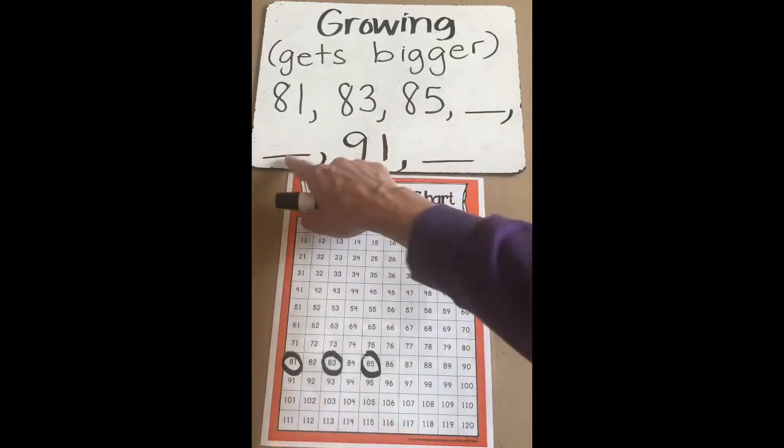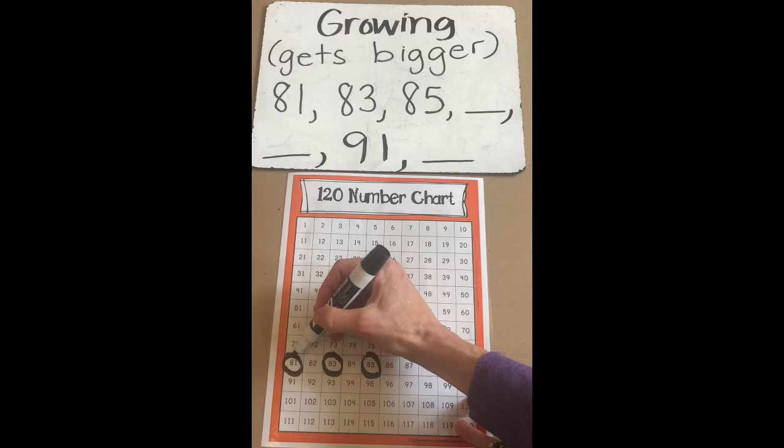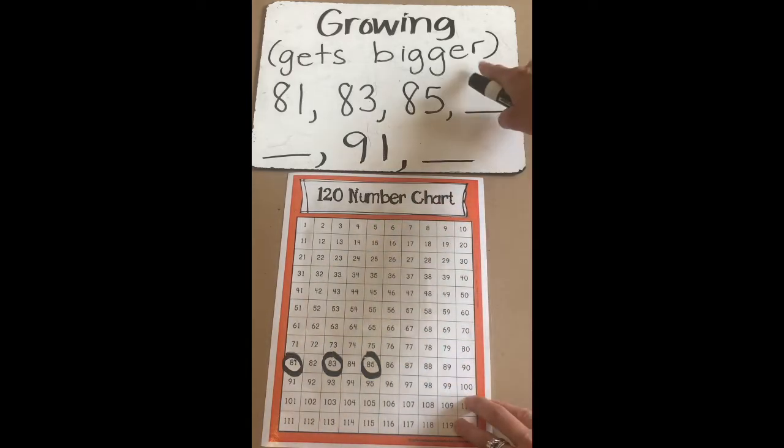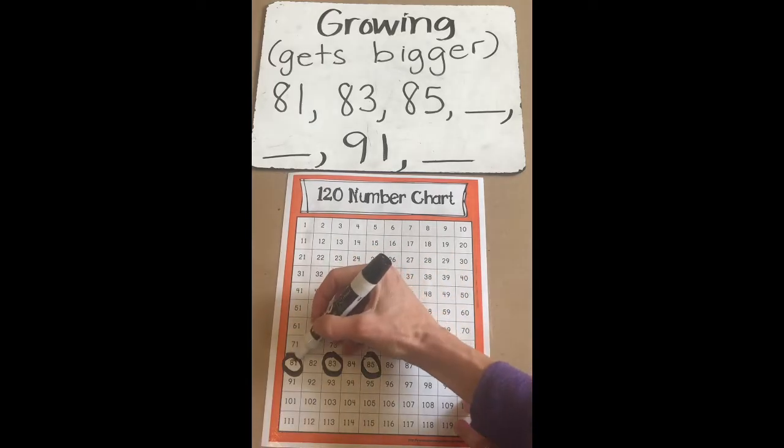Now I don't have the next two numbers, so I need to look at my 120 chart and figure out the rule. What are you noticing about those numbers? That's right, it's skipping one. So the rule would be it's going forward. We know that because I already said it's a growing pattern. It's going to get bigger. The numbers are getting more.